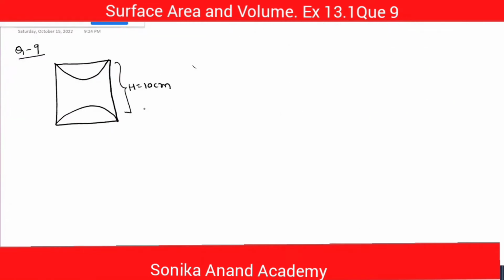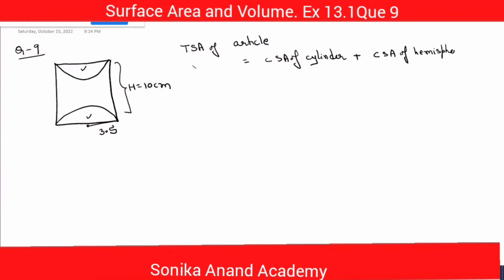Centimeter, and base radius is 3.5 centimeter. Find the total surface area. Now what is the total surface area of the article? That is curved surface area of the cylinder plus these two hemispheres. So CSA of hemispheres, and we have to multiply with 2 because there are two hemispheres.